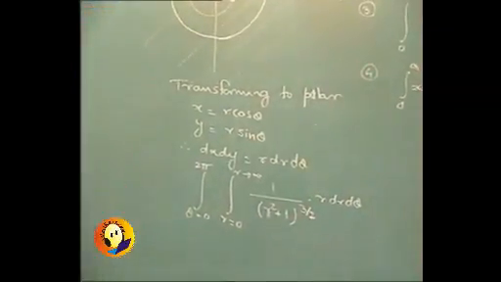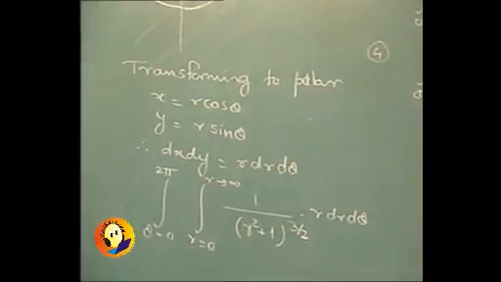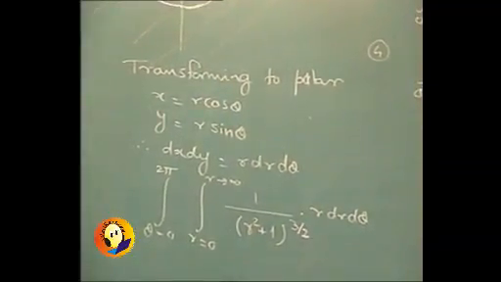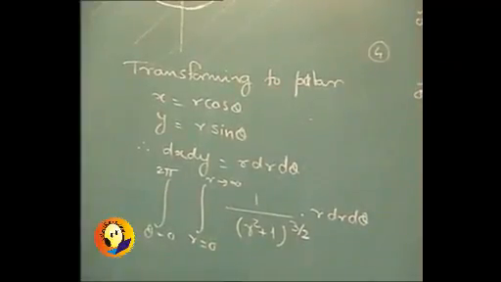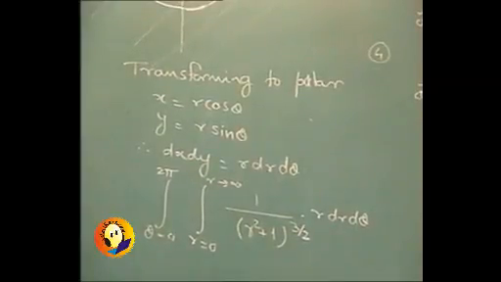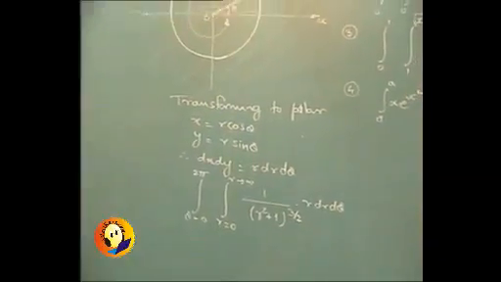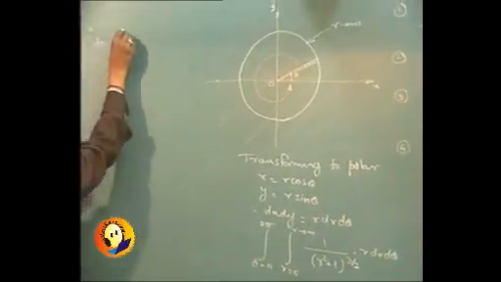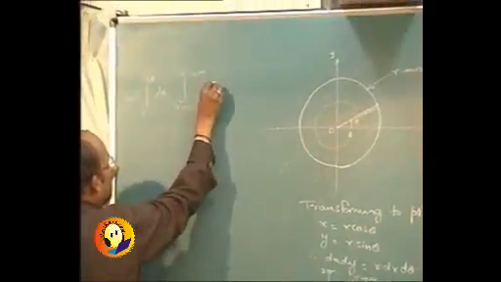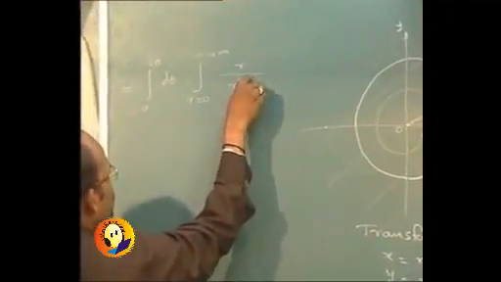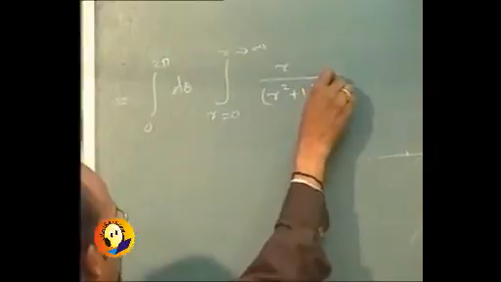If you recall, the situation is quite similar to the previous problem, as the limits are constant and the function is in the separable form, that is r and theta, they can be separated. We can write it as integral 0 to 2 pi d theta, integral r equal to 0 to r tending to infinity, it is r upon (r square plus 1) raised to 3 by 2 dr.